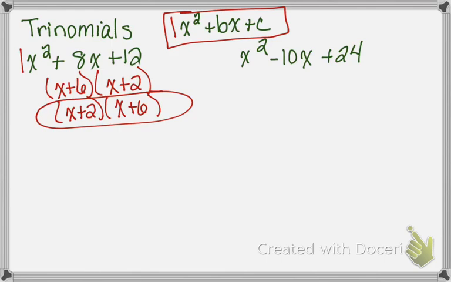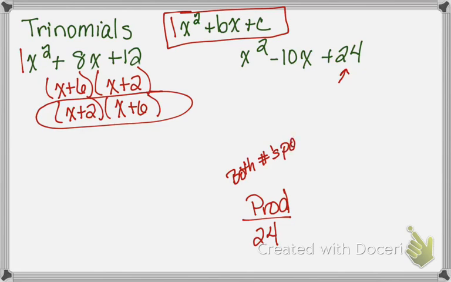Okay, I'm looking at x squared minus 10x plus 24. My product for this one is 24. Because my product is positive, that means I'm looking for both numbers positive or both numbers negative. Okay? Because I have a positive product, my numbers have to be both positive or both negative. Okay, what is my sum here?